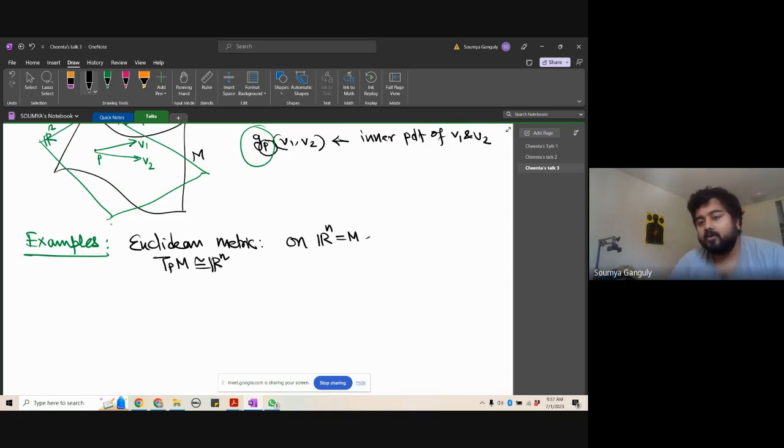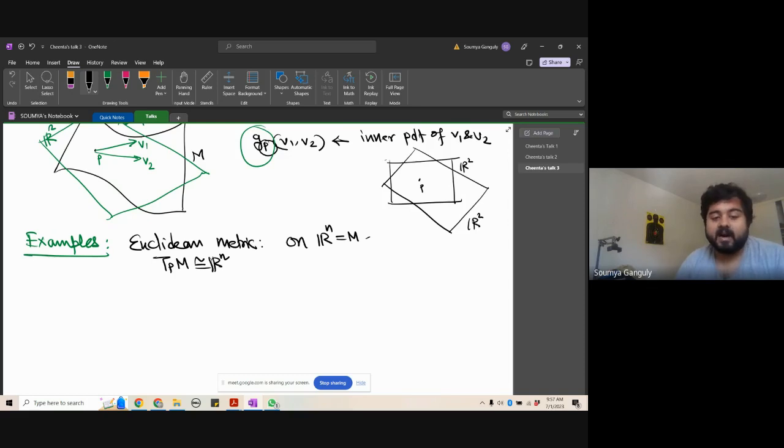For example, if you look at this piece of the whiteboard here, this is a piece of R2, and if you take any point P, then the tangent space at that point is also like R2. So in that case, TPM is equal to Rn, and any vector v1 in the tangent space will look like summation ai del xi, i from 1 to n.